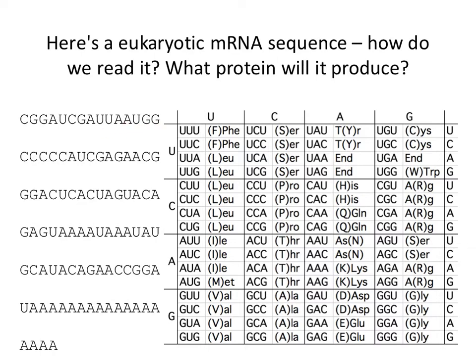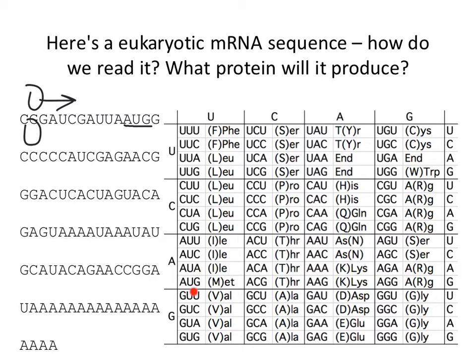What do you do? What's the first step? This will be on the test. Look for the first AUG. In a eukaryote, the ribosome binds at the 5' end and scans from the 5' end, reading towards the 3' end looking for the first start codon. What's the start codon? AUG. So where's the first start codon here? AUG.